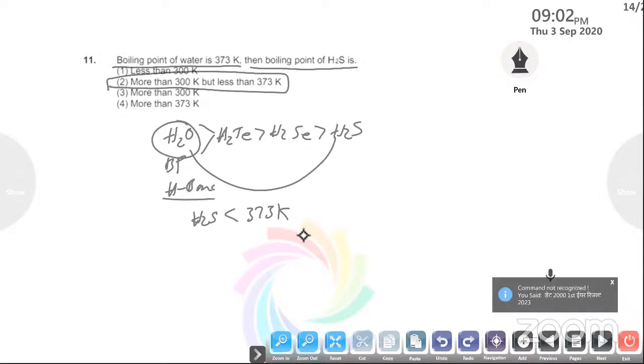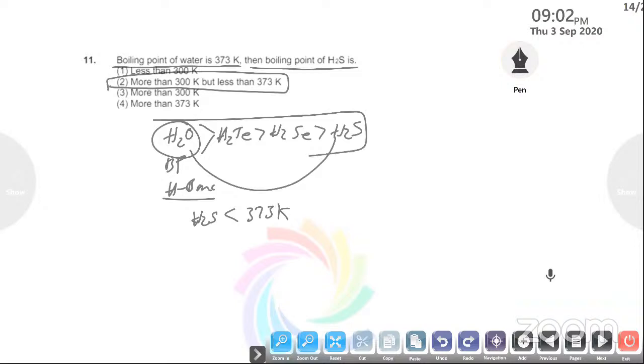But is it less than 300 or not? That depends upon this particular order. So highest is H2O and least is H2S. So based on this gap you can guess that it is less than 300 Kelvin.